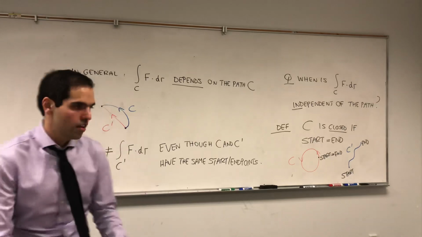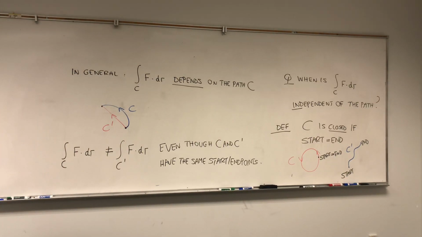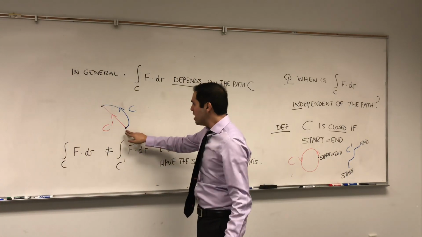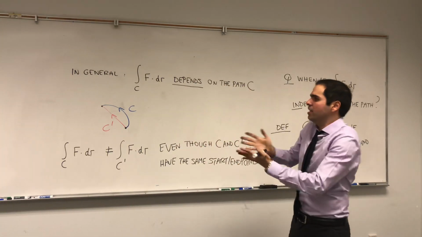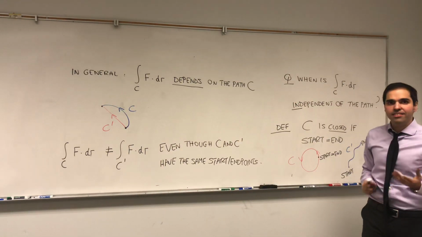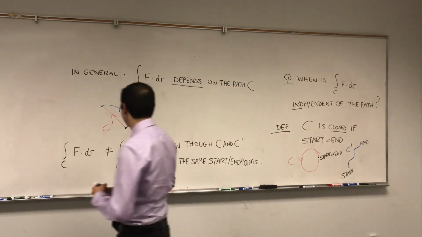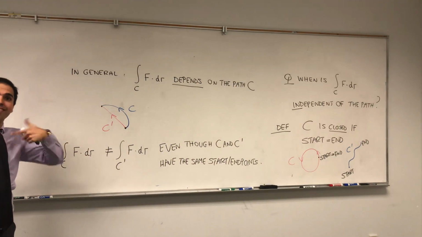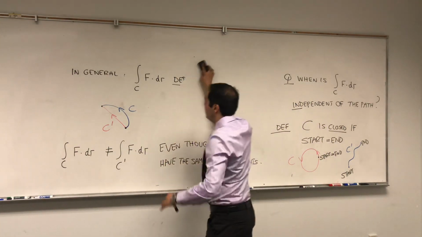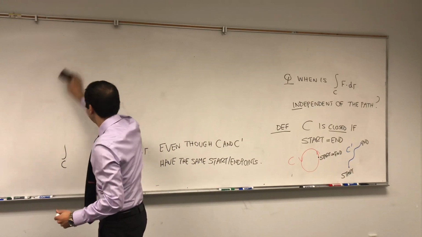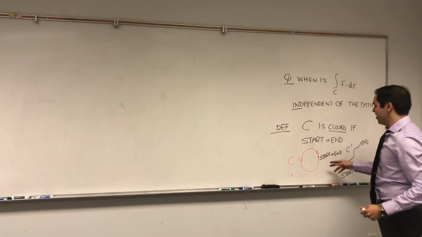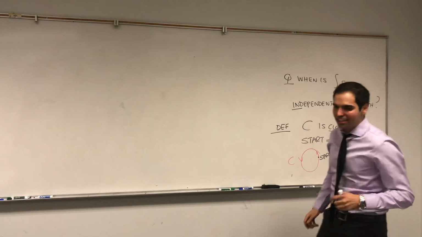Now, remember, checking path independence is very annoying. In theory, you would have to check that if you have two different paths with the same start and end points, you always get the same answer. It turns out there's a slightly easier test that's still hard, but much easier than checking all the possible paths. In other words, all you need to check is that for every closed path, you get 0.